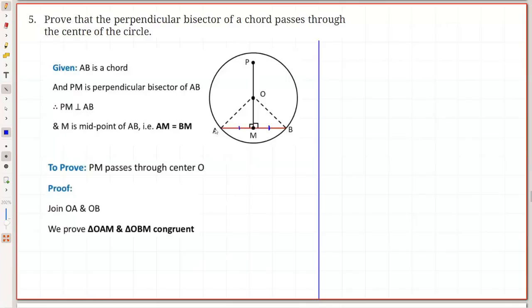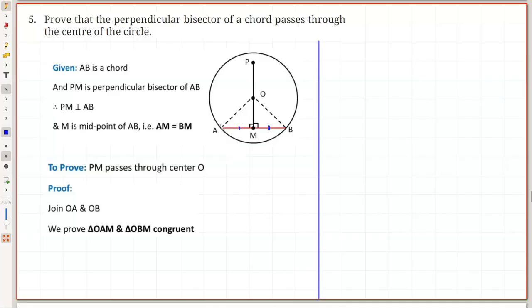How can we give the proof? First, given AB is a chord and PM is the perpendicular bisector of AB. PM is perpendicular to AB, meaning it makes 90 degrees. This is 90 degrees, this is 90 degrees, and M is the midpoint. That is, we can say AM is equal to BM, as a midpoint divides into two equal parts. So what do we have to prove? I have to prove PM is passing through the center O.